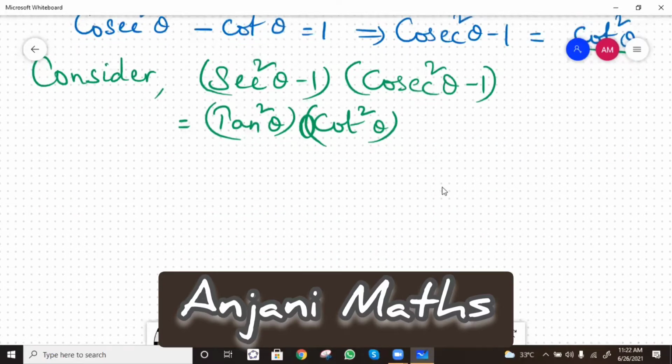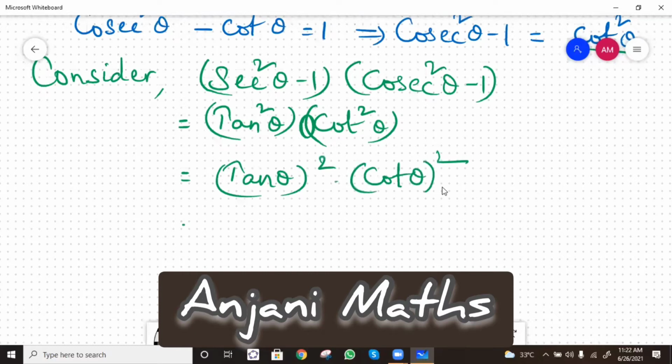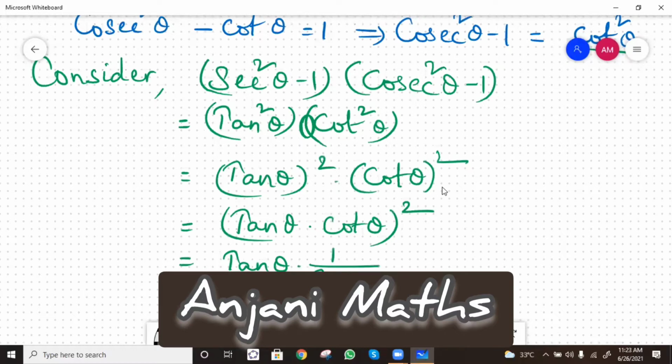So let us write this. How can we write tan square theta? Tan theta whole square. How can we write cot square theta? Cot theta whole square. So this is equal to tan theta into cot theta whole square, that is, a square into b square is nothing but ab whole square. How can we write cot theta? 1 by tan theta. So tan theta gets cancelled. We get 1 square. It's nothing but 1.